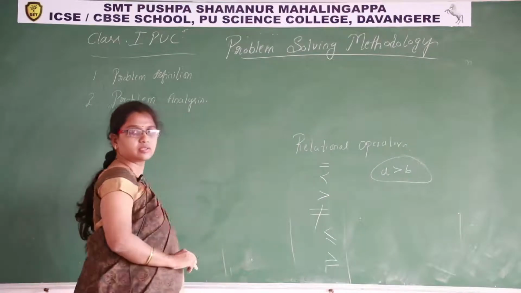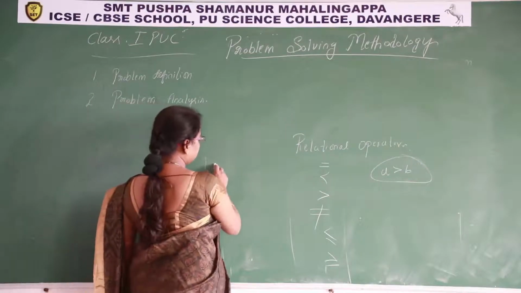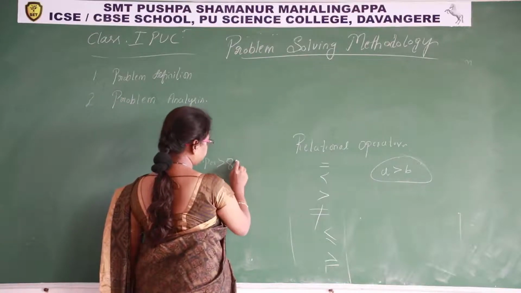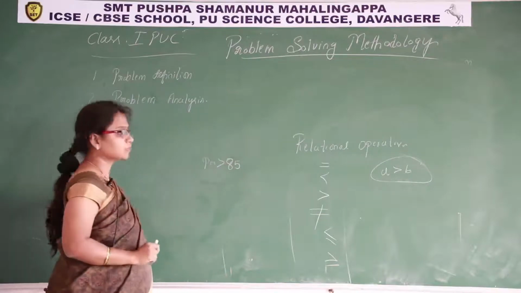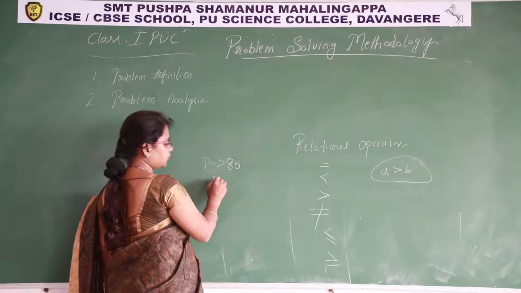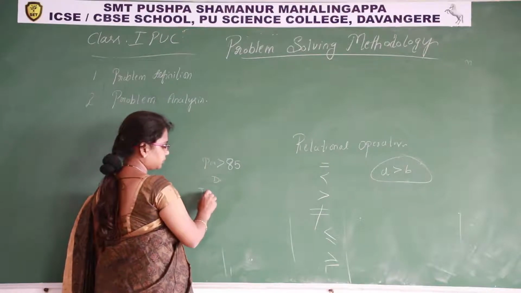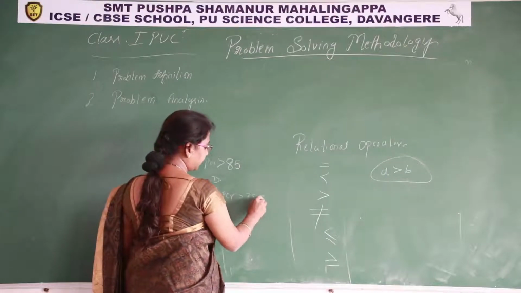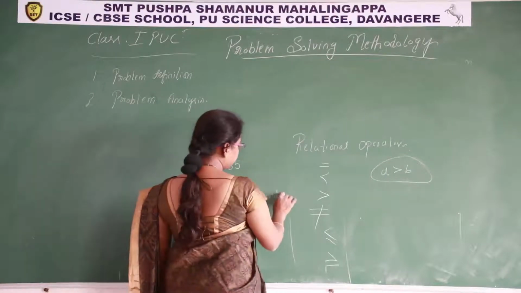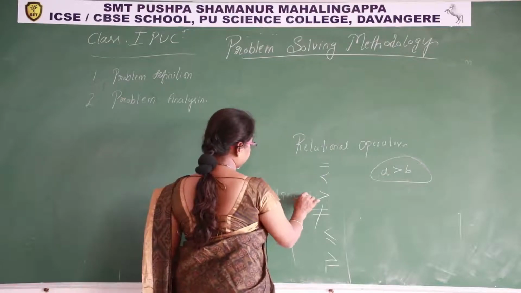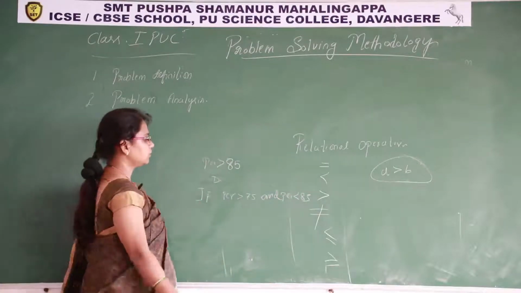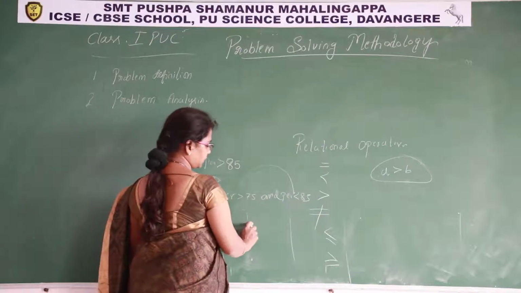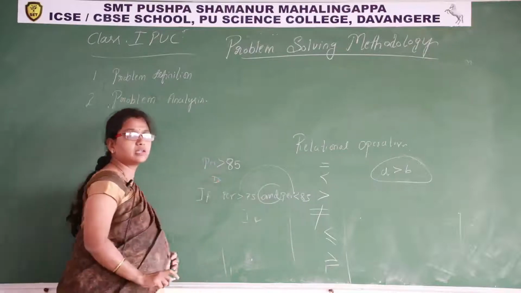Logical operation. For example, if percentage greater than 85, then distinction. If percentage above 75 and percentage below 85, first class. Here both conditions must be satisfied, then only we can say first class, isn't it? So this is called a logical operator.